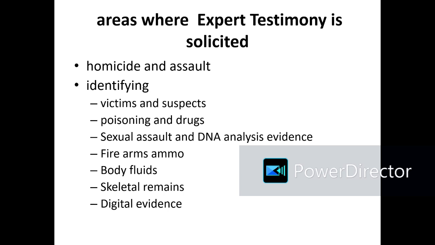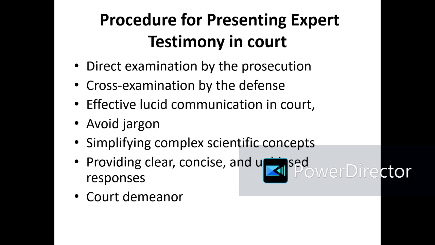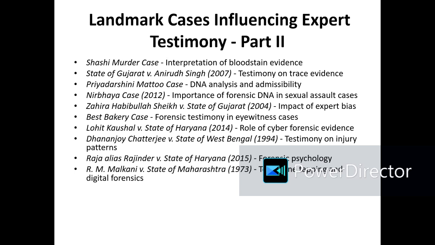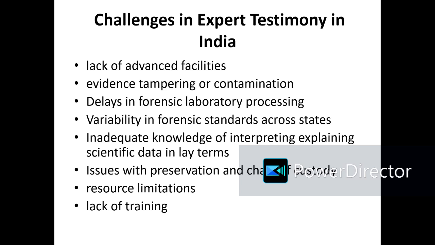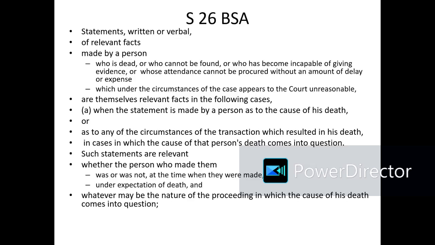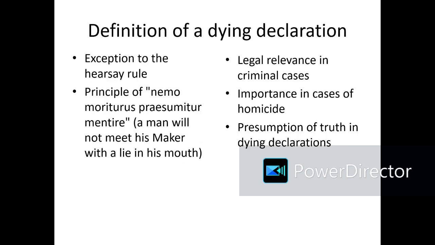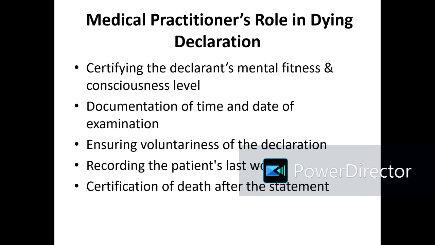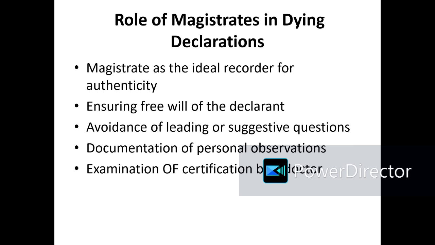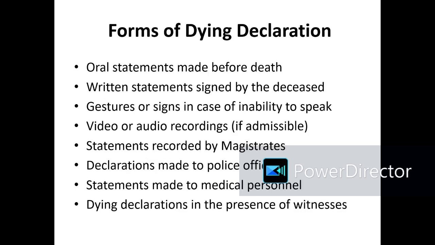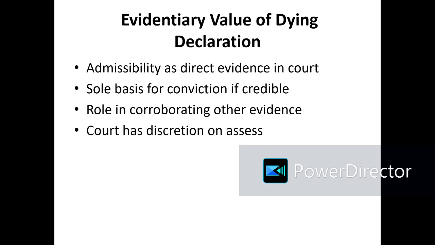Now, areas where expert testimony is solicited are a lot of areas. Whenever the honorable court is of the opinion that the knowledge base or the experience level of anybody involved in the proceedings is insufficient, if there is a need for external input, and if there is a need for someone who has got expertise in the matter at hand, then the honorable court will solicit expert opinions. It might be with regards to homicide and assault, it might be with regards to identifying the victims and suspects and poisons and drugs, it might be to analyze DNA analysis when it becomes evidence, it might be to understand ballistics, firearms and ammunition, whether or not the bullet that has been found in the scene of offense has been fired from a particular firearm, yes or no.